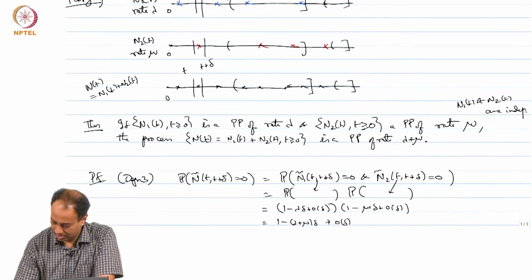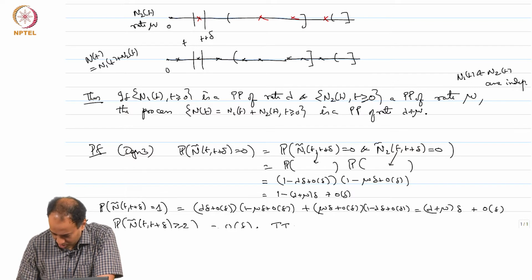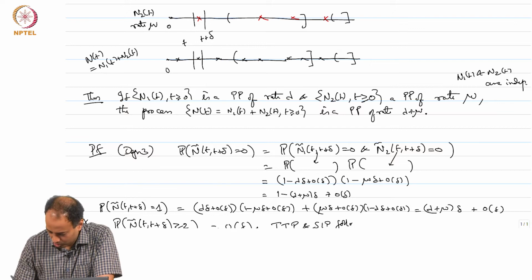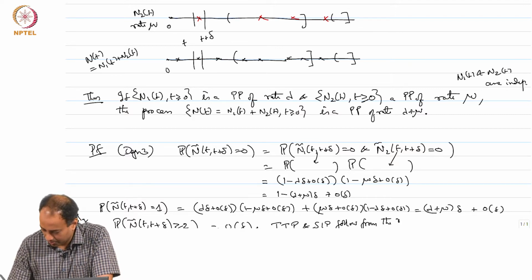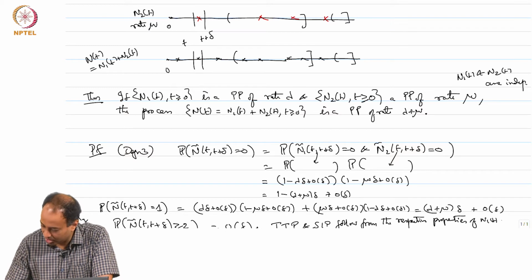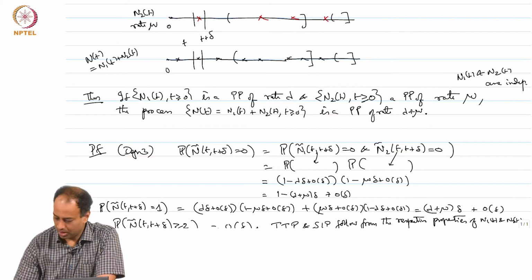Okay. So, I will just say IIP and SIP follow from the respective properties of N1(t) and N2(t) and the fact that they are independent.